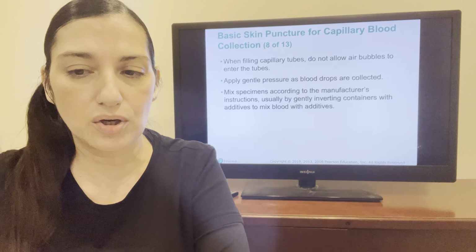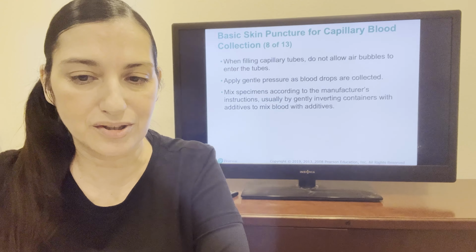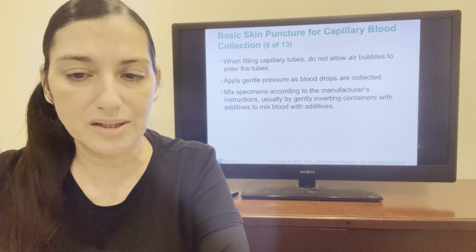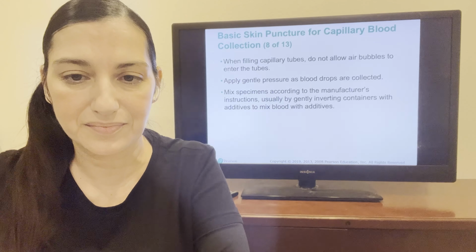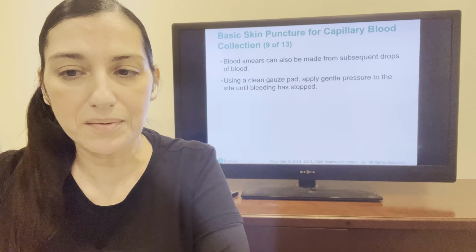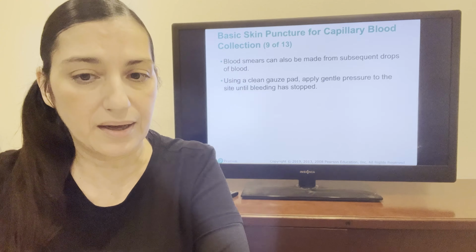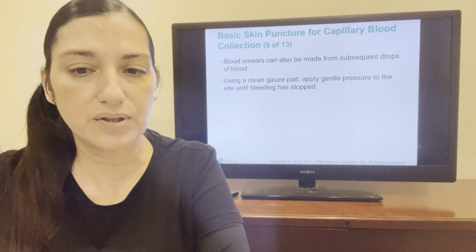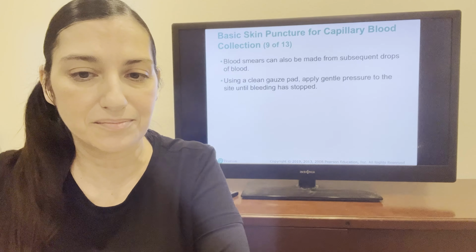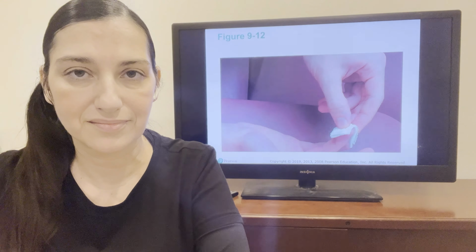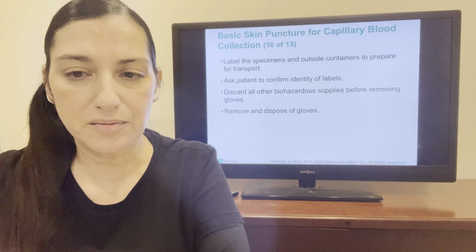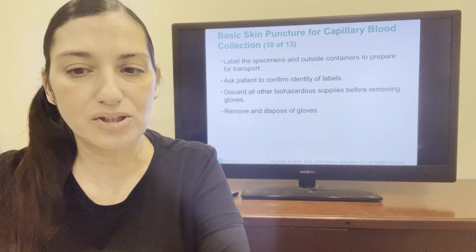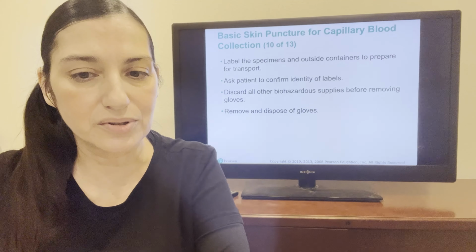Apply gentle pressure as blood drops are collected. Mix the specimens according to the manufacturer's instructions, usually by gently inverting containers with additives to mix blood with the additives. Blood smears can also be made from subsequent drops of blood. Using a clean gauze pad, apply gentle pressure to the site until the bleeding has stopped. Label the specimens and outside containers to prepare for transport. Ask the patient to confirm identity of labels.